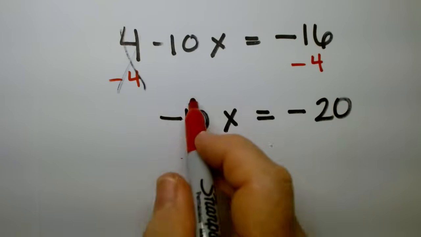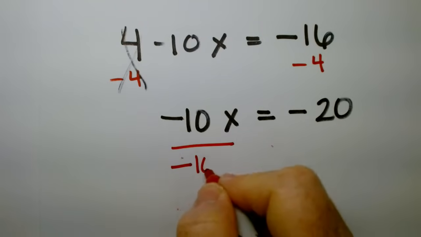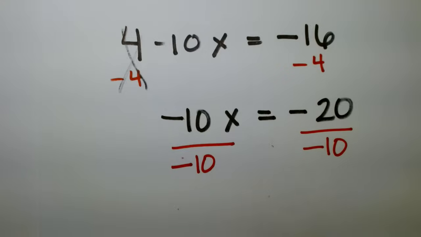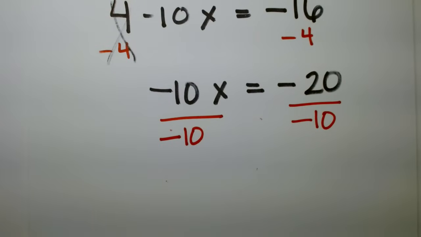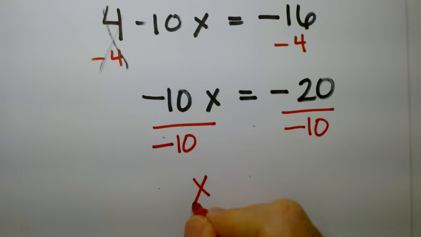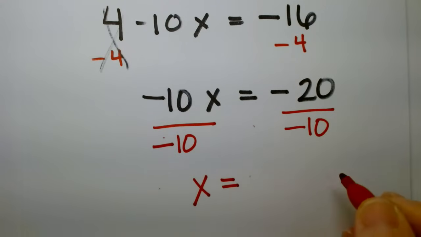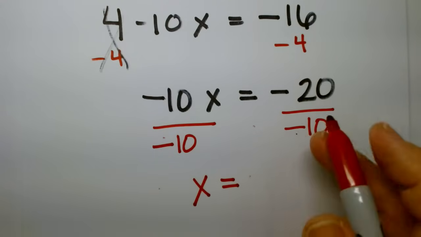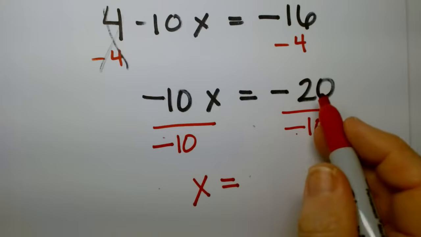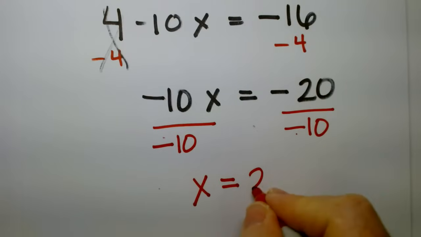Whatever's in front of the x, which is minus 10, I'm going to divide it out. Include the negative sign, because remember, I want a positive 1x. Two negative signs, 2 is an even number, so that becomes a positive. And 20 over 10, 10 goes into 20 two times.